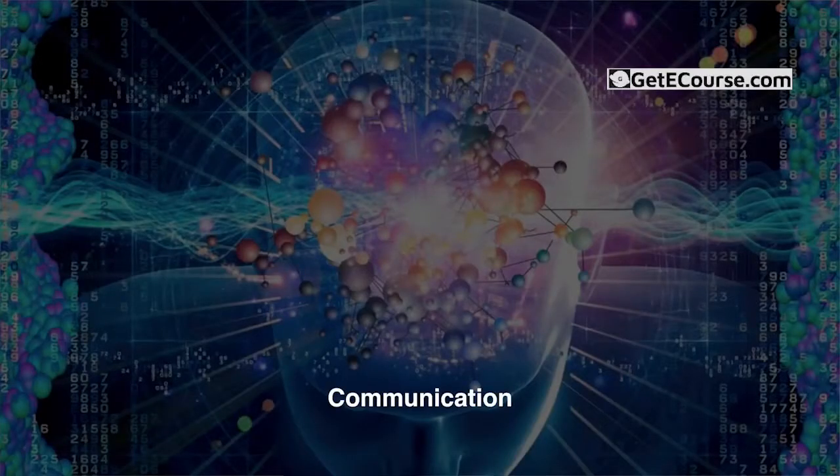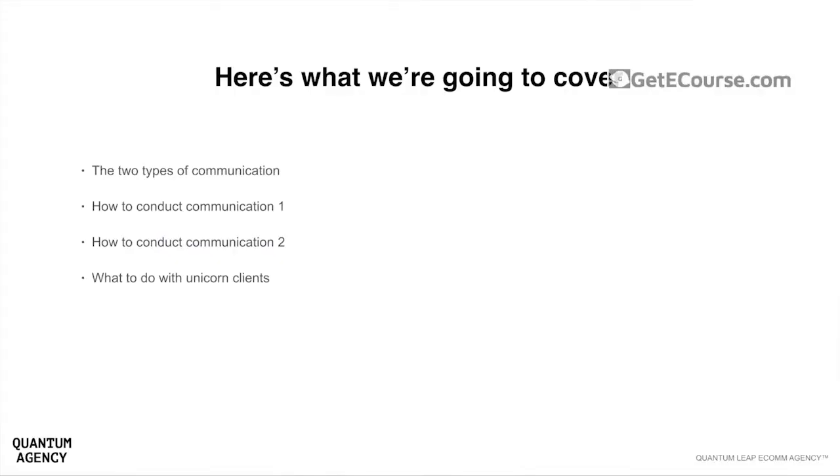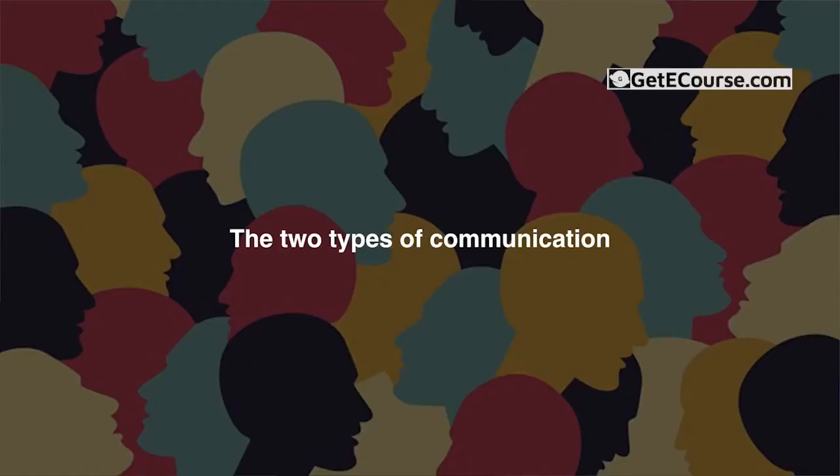So as I say, in this module, we're going to be going through communication. So here's what we're going to cover. Okay, the two types of communication. Okay, because as I say, there's different types, and I want to talk about two types in particular. Number two, how to conduct communication one, and also how to conduct communication two, and also what we should do with unicorn clients. Okay, I know you're probably thinking, what the hell is a unicorn client? Well, we'll get onto that and I'll show you how to essentially, quote unquote, deal with them as well. So let's get straight into it.